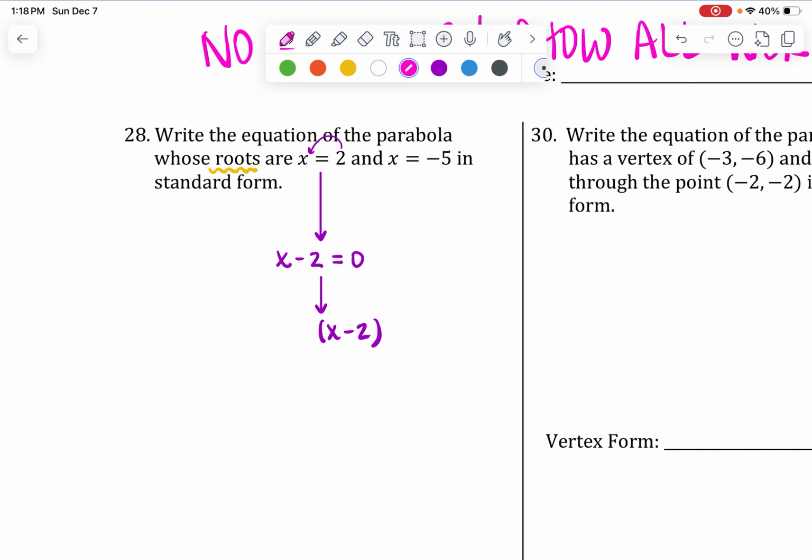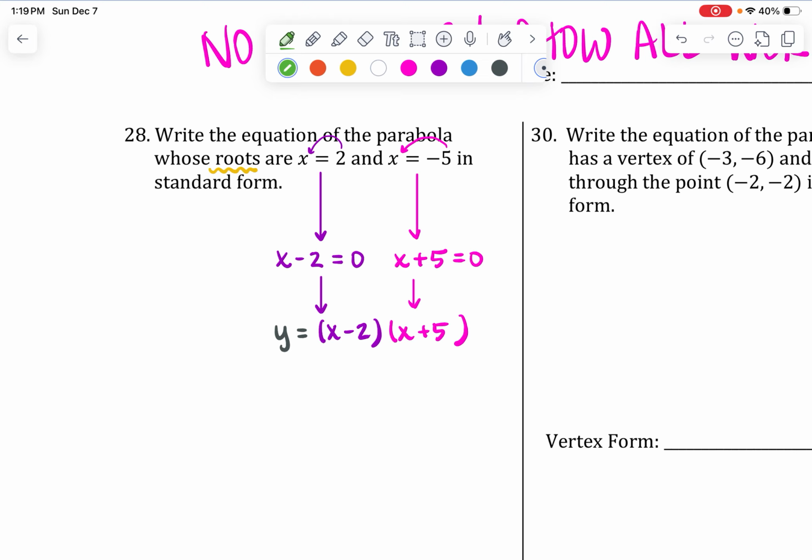And then we go to the other solution. So that means we're going to take that -5, we're going to move it back over. So that would give us x plus 5 equals 0, which means that x plus 5 was one of the factors. And technically, I'm going to throw a little y equals in front of that. That is your function, right? That gives us those two equations.